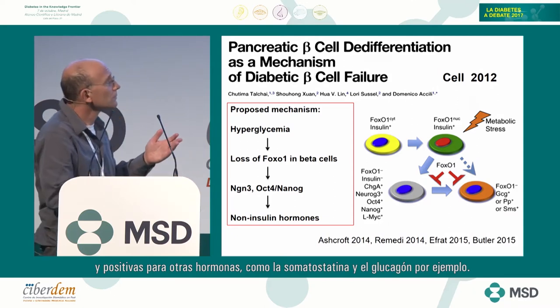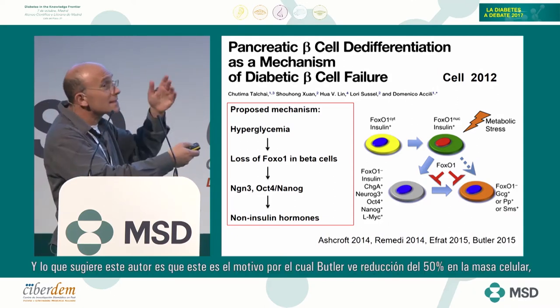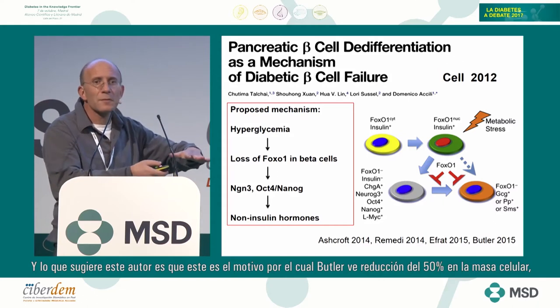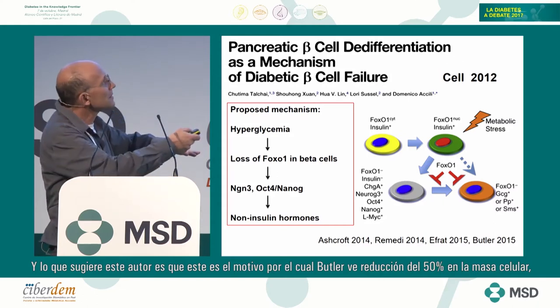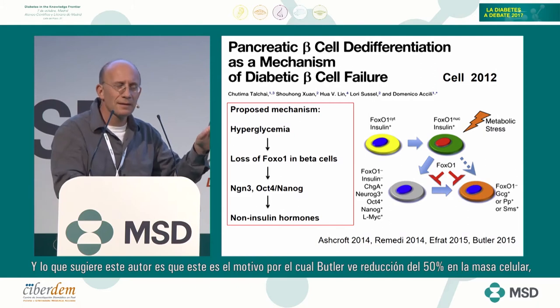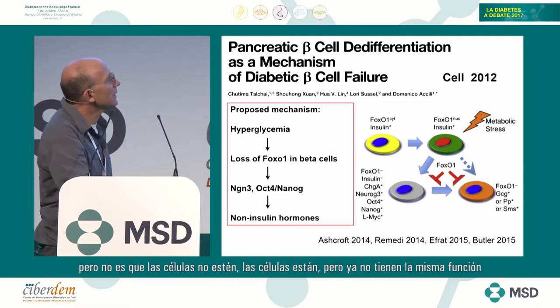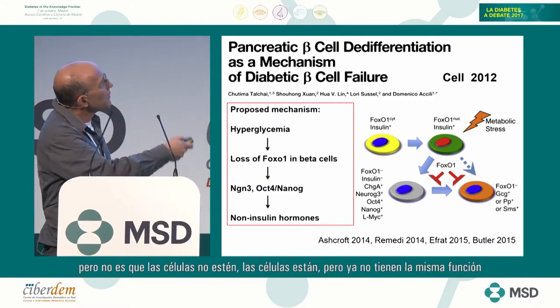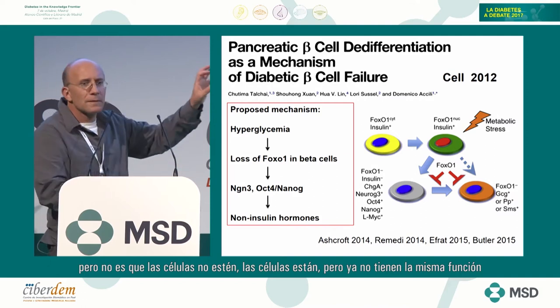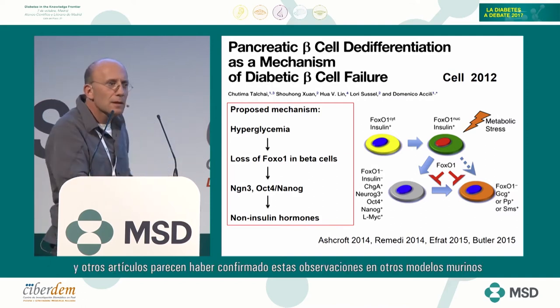And his suggestion was that this is why Butler sees a reduction of 50% in beta cell mass, because the cells just don't stain for insulin, but they are still there. And that was the big provocative claim. And many people later did confirm these observations in additional mouse models.